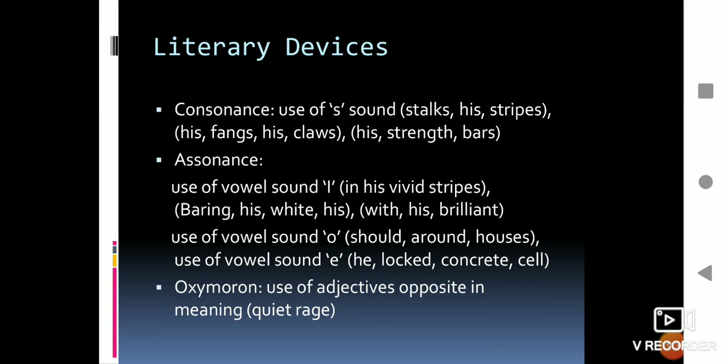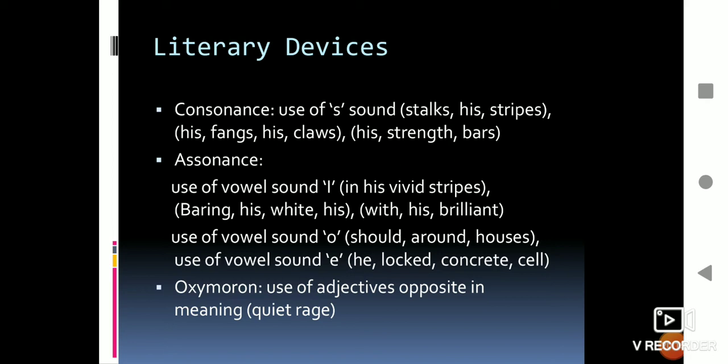Next is consonance. Now consonance is the use of consonant sounds in the lines. So here in this poem you will see "stalks," "stripes." S, S, S, S. The use of S sound. "Stalks his stripes. His fangs, his claws." Again S, S. "His strength, bars." Again S, S, S. So consonance, use of S sound.